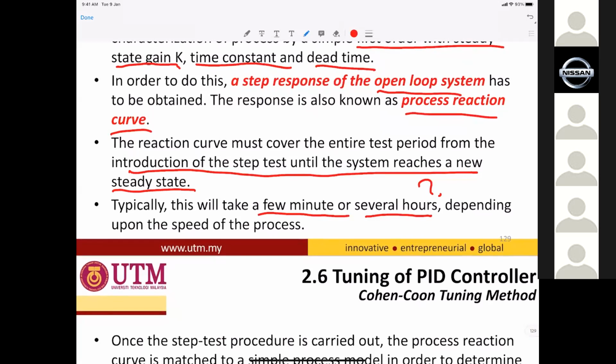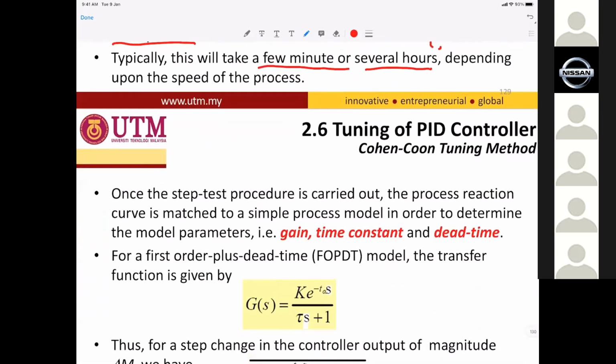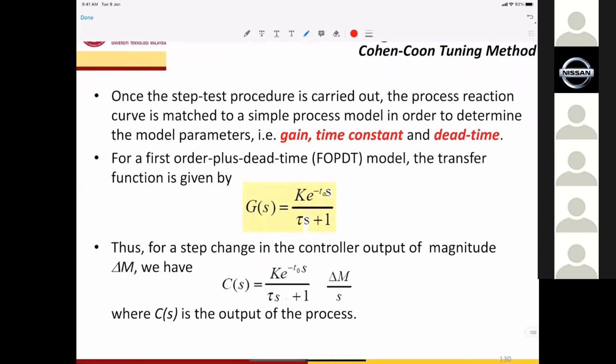So compared to Ziegler-Nichols, which is aggressive, meaning very fast, Cohen-Coon can take a few minutes and even several hours. It's very slow, depending upon the speed of the process. Once the step procedure is carried out, the process reaction curve is matched to a simple process model in order to determine the model parameters: the gain, the time constant, and the dead time. This is the first order plus dead time, FOPDT, model of the transfer function.